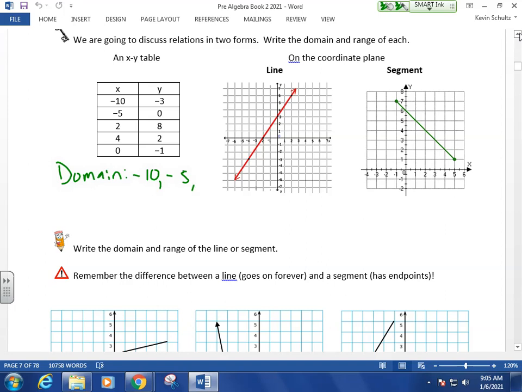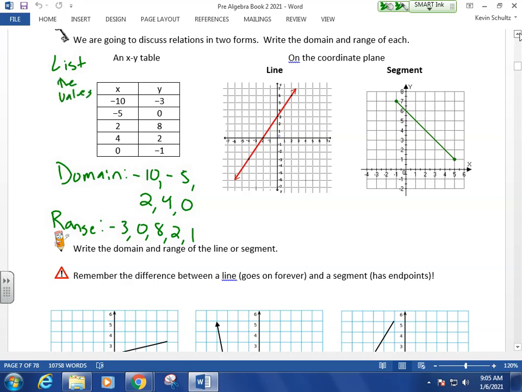-10, -5, 2, 4, 0. Are there more? Perhaps, that are not listed in the table, okay? But we can only work with what we have. And that would be the X values in the table. For the range, it's a similar thing. The range of the function, the Y values of the relation, what are they? Well, just look up there. -3, 0, 8, 2, and 1. Okay? So your method for a function table is you simply list the values because they are listed there for you.